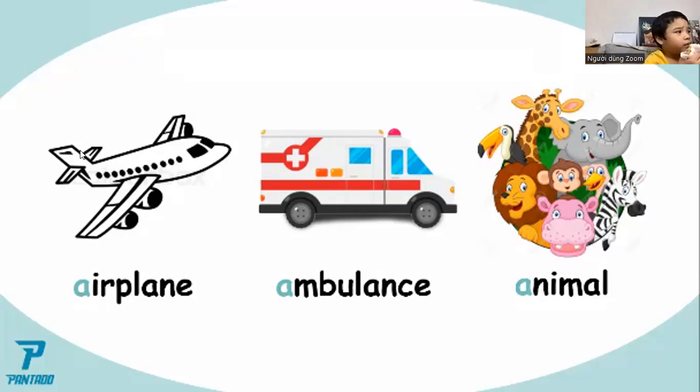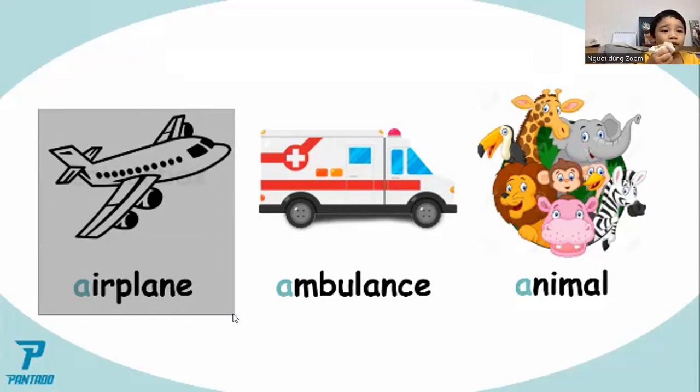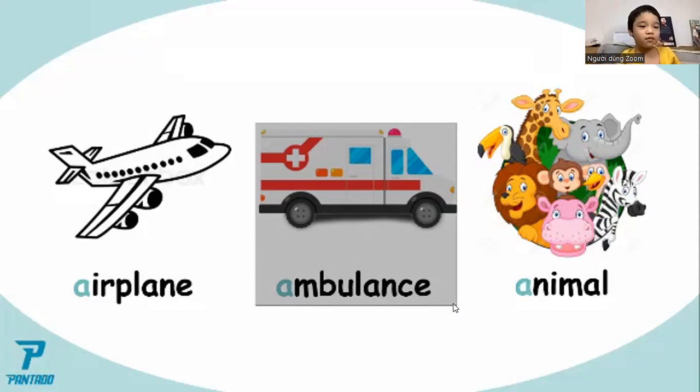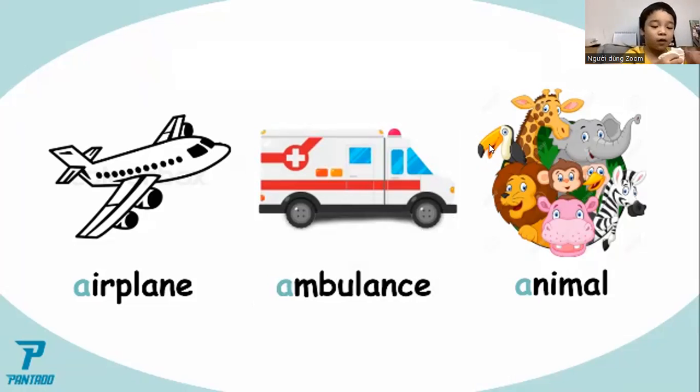Okay, so now Seiko, what is the name of this thing? It's a hippo. What is this, Seiko? A plane. What is this, Seiko? Okay, you say airplane. Airplane. Okay, what about this one? Okay, you say ambulance. Ambulance.